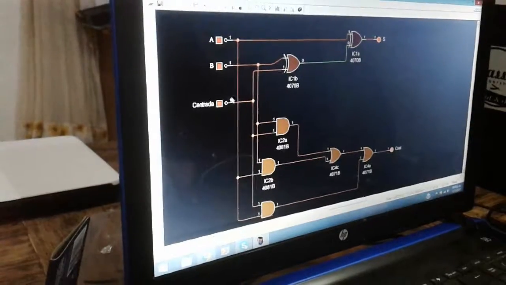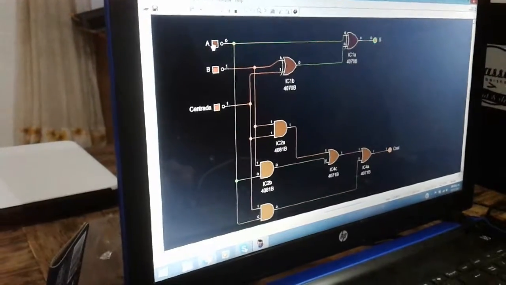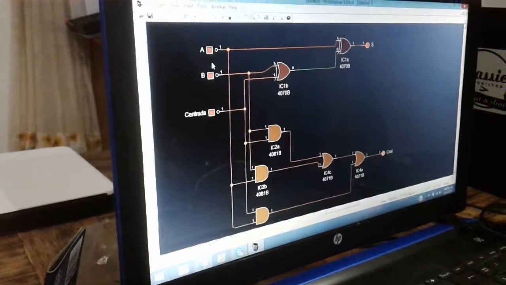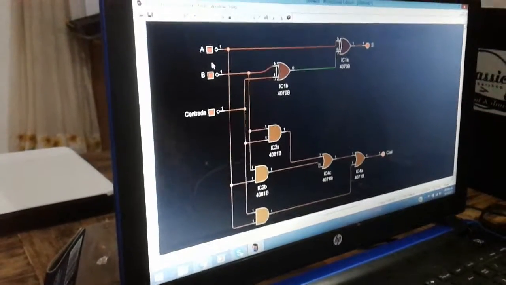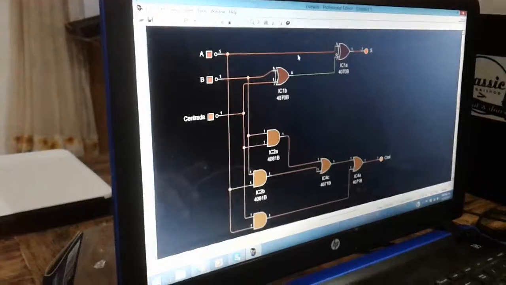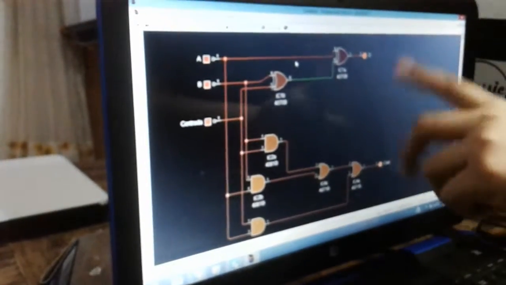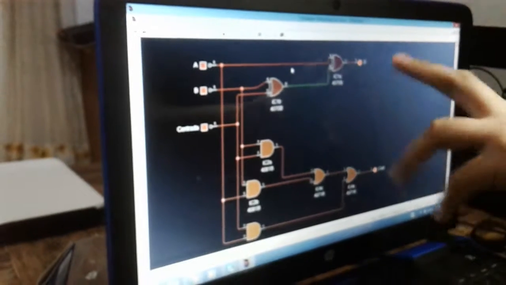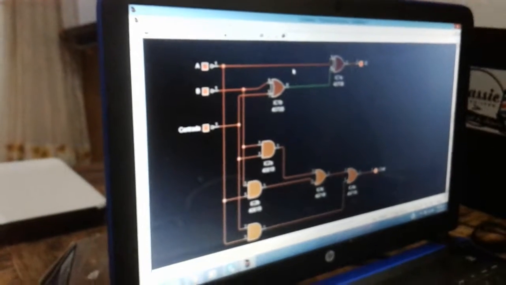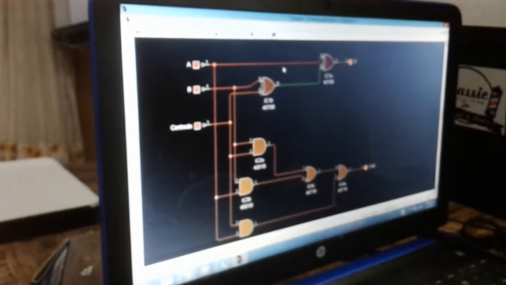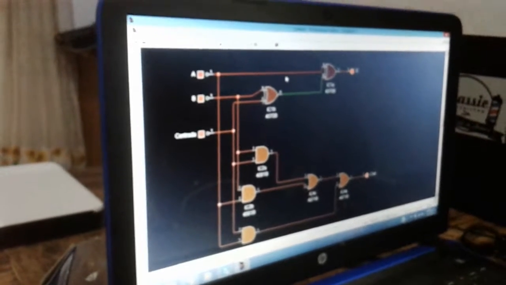Well, in this example, we have all of A, B, C, and ABC is the input. So in this example, we have all 1s, and all the outputs are 1. And so, thank you for your attention.